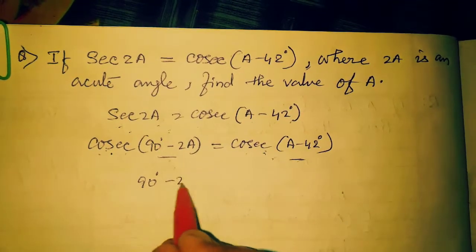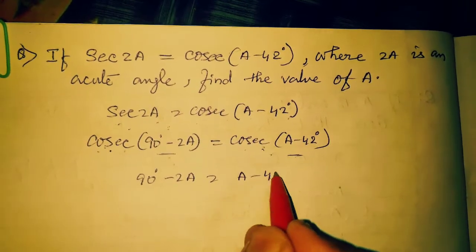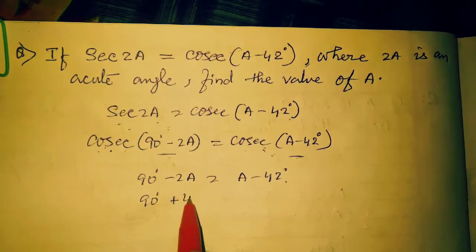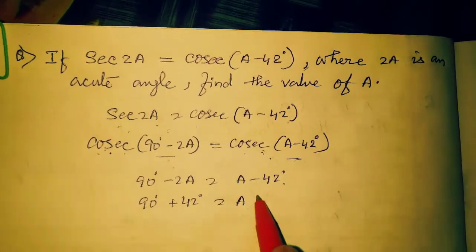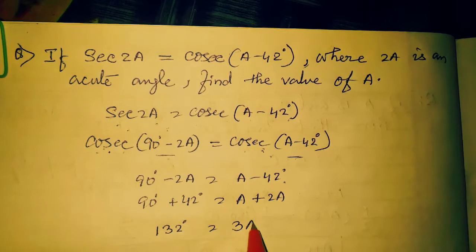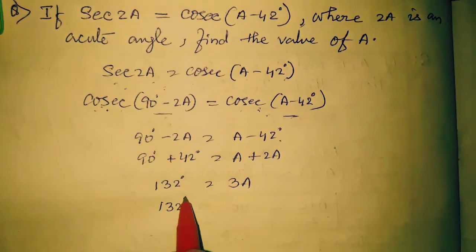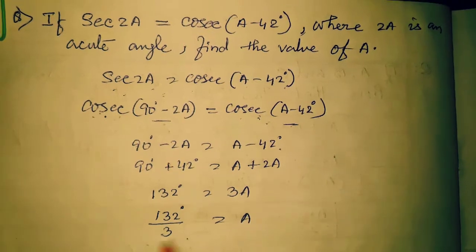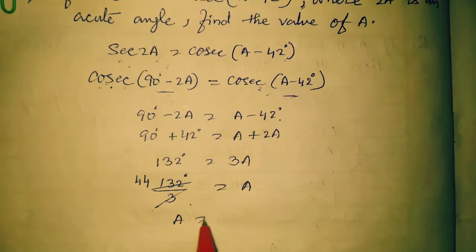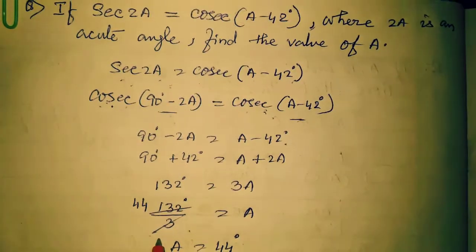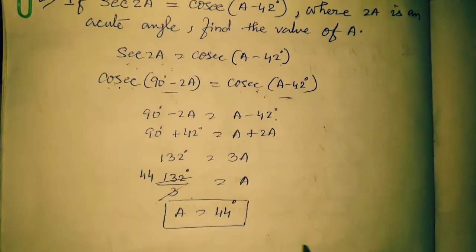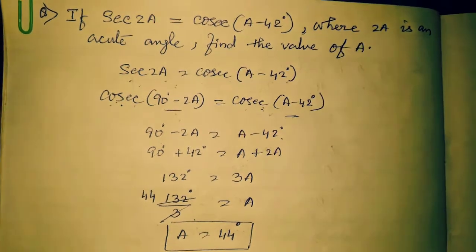So write 90 degrees minus 2A equals A minus 42 degrees. Taking 42 to the left-hand side, we get 90 degrees plus 42 degrees equals A plus 2A. We get 132 degrees equals 3A. So the value of A is 132 degrees divided by 3. If we reduce, 3 4s are 12 and 3 4s are 12. So the value of A is 44 degrees. And if we find twice A, 2A is 88 degrees. So 88 degrees is an acute angle, as given.